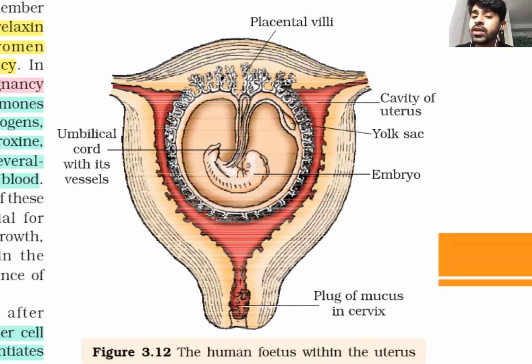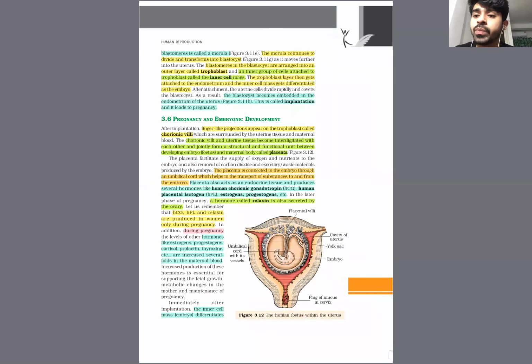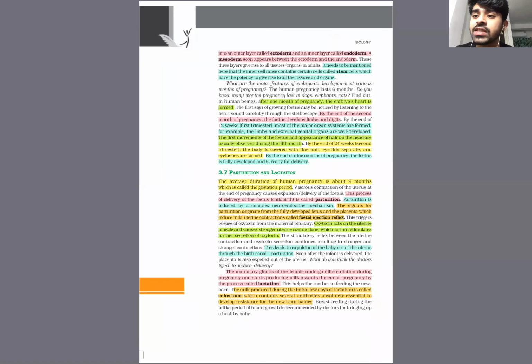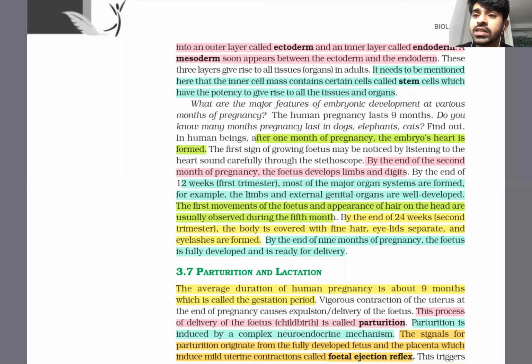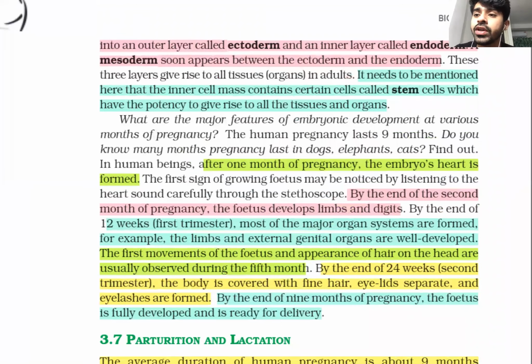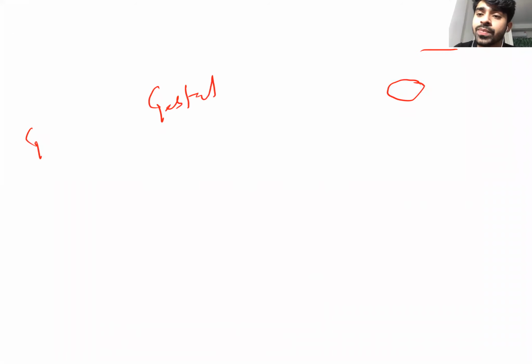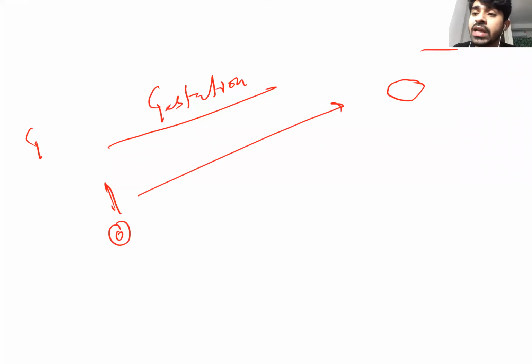The next thing we have to focus on mainly now is the topic called gestational period. Actually, I have discussed each and everything. You already know what is ectoderm, what is endoderm, what is mesoderm, and where stem cells are present. Now, what is the gestational phase? Write it down. What is gestation? Gestation is the time period from the formation of the zygote to the time of delivery.